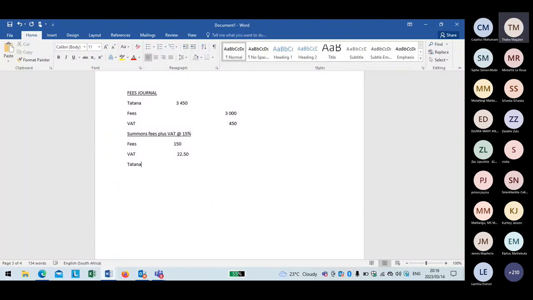And then you say, in total, how much discount have you given? 172.50. So this is the total discount you have given. So you will credit your client with it. And your narration will simply be 5% discount on summons fees plus VAT at 15%. Do you get this? Yes, we do.